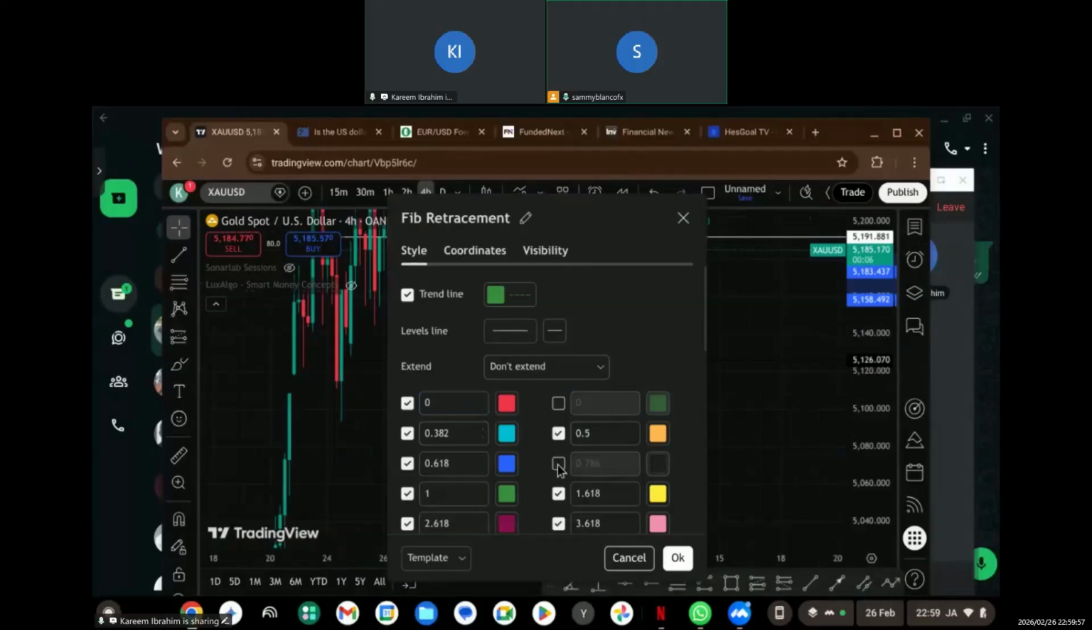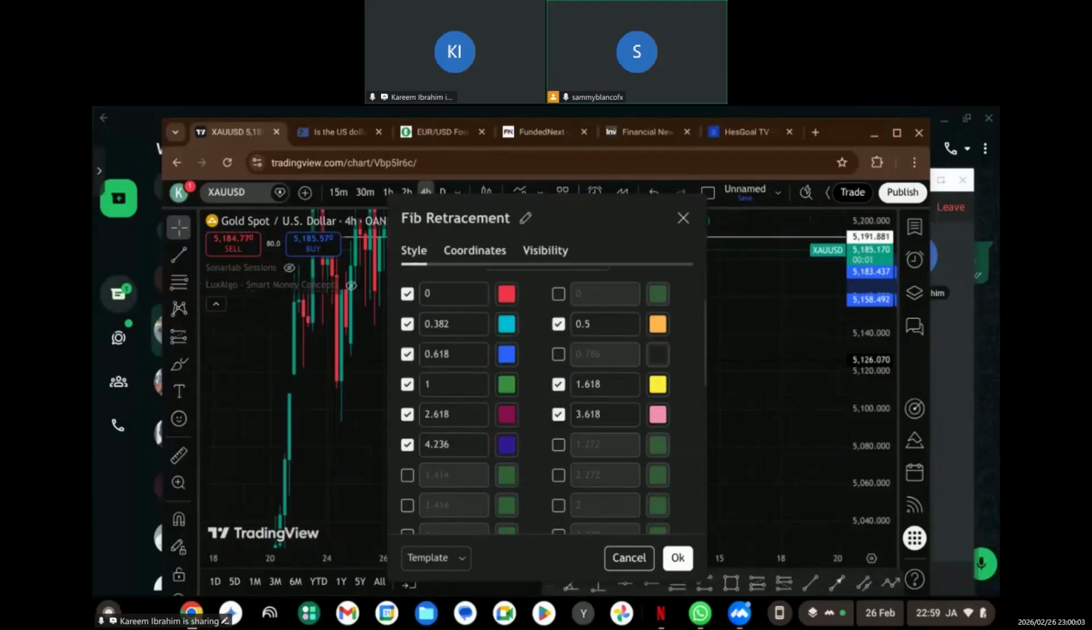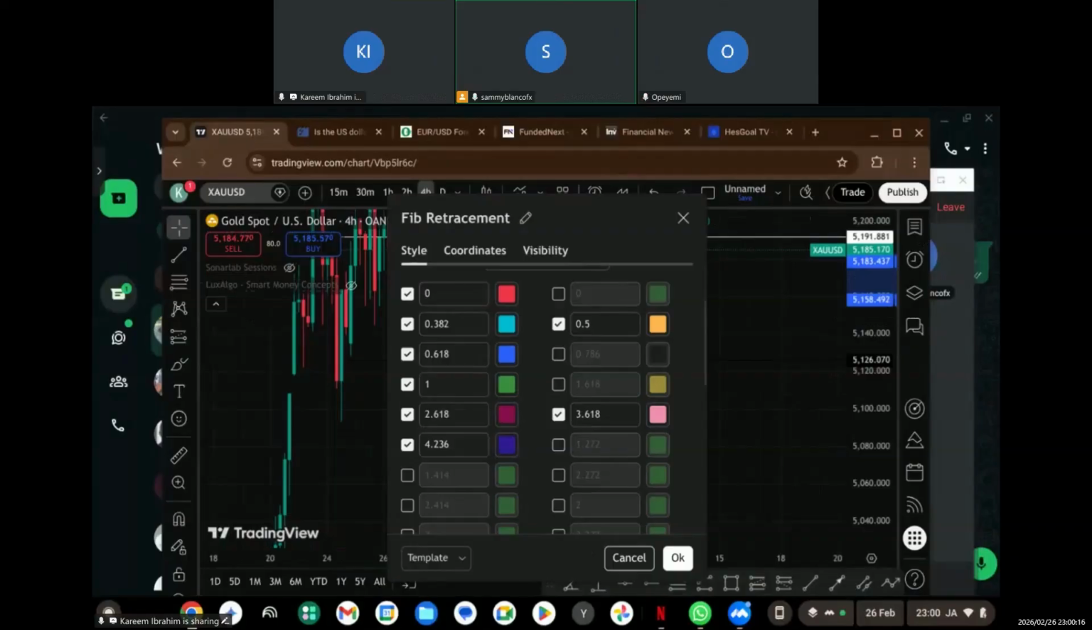0.7. And then 0.6. I mean, sorry, 1.6. 1.6, toggle it off. And then the next one, 3.6, off. Then now go to your left. You start from the bottom. That 4.2, remove it. Deactivate it. And then the next one, 2.6.